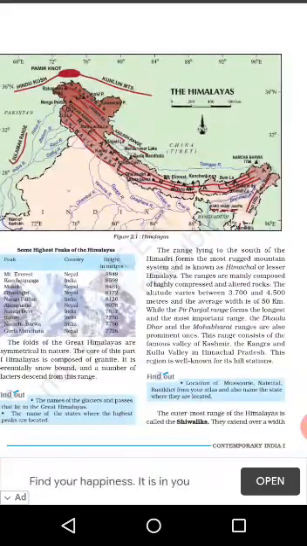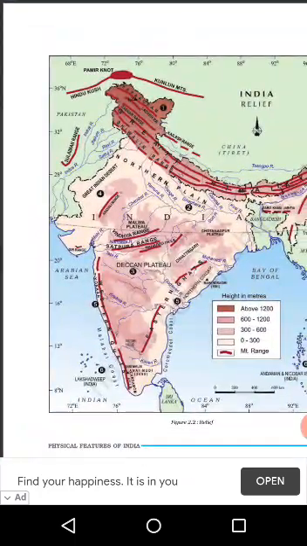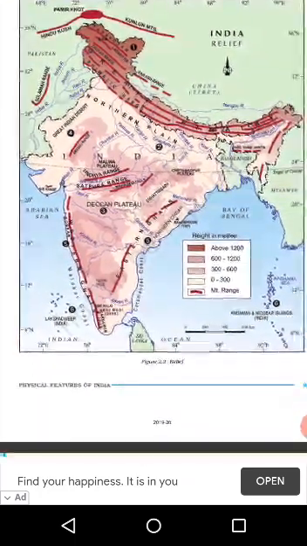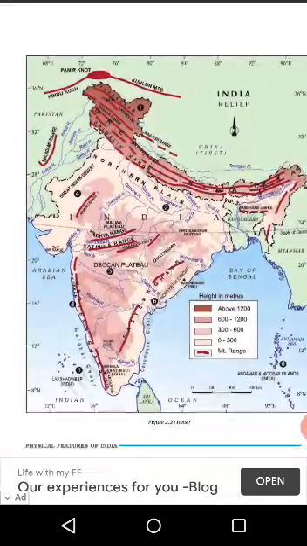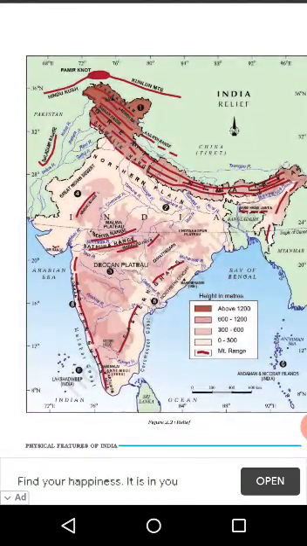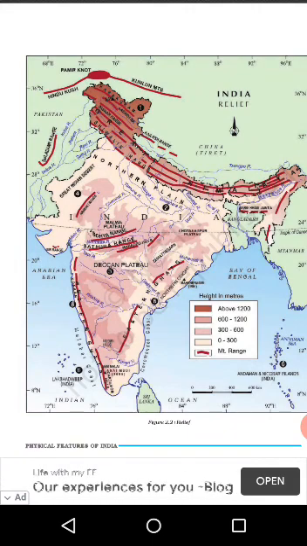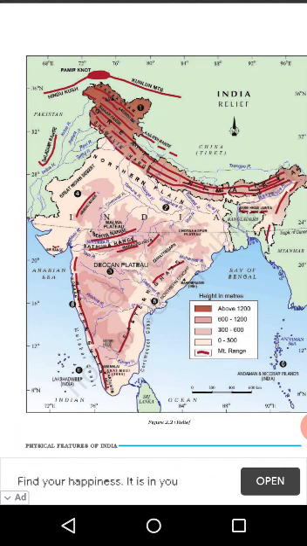And after that you can see number six, the island groups, both island groups. One is in the east, that is the Andaman and Nicobar island group, and in the west, Lakshadweep. So these are the major physiographic divisions of India, and today I will explain this one, the northern plains.